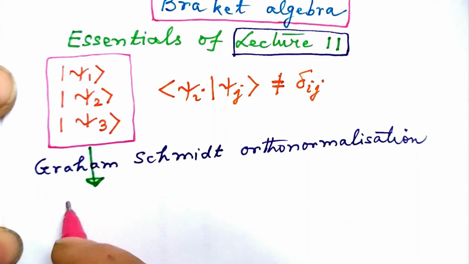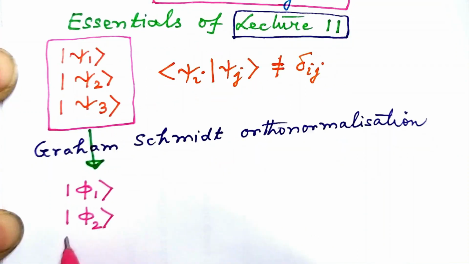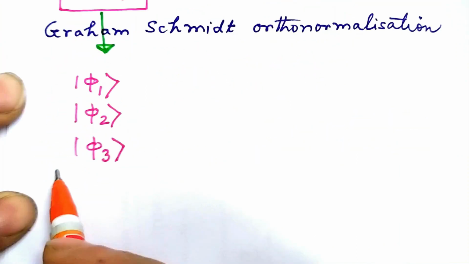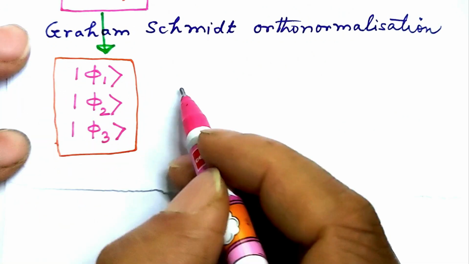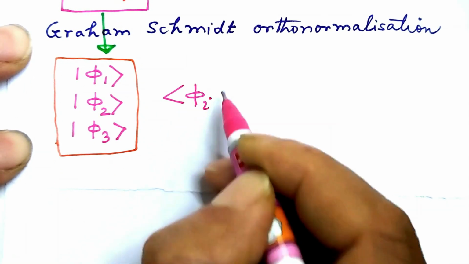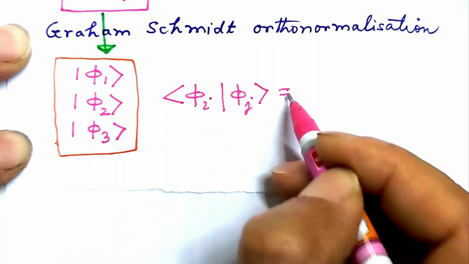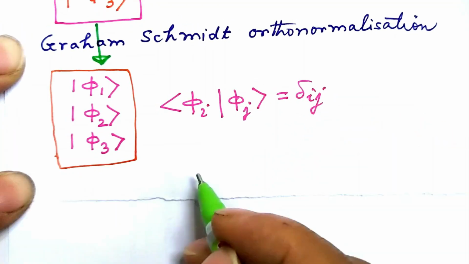In other words, we can construct three ket vectors, ket phi 1, ket phi 2 and ket phi 3 with the help of ket psi 1, ket psi 2, ket psi 3 that satisfy the relation bra phi i ket phi j equal to Kronecker delta ij.